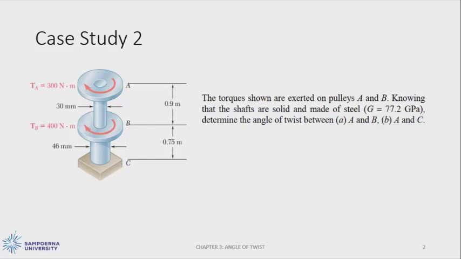For pulley A, there is 300 Nm, and for pulley B, there is 400 Nm. Knowing that the shafts are solid and made of steel, with G equal to 77.2 GPa, we need to determine the angle of twist between rod A and B and the angle of twist between rod A and C.